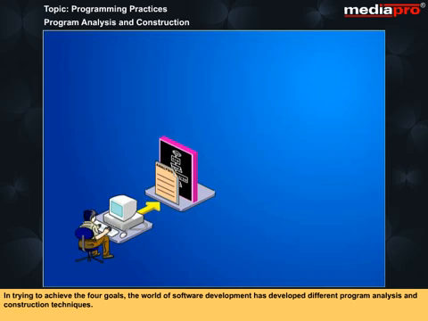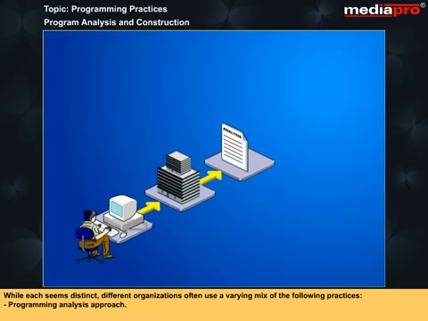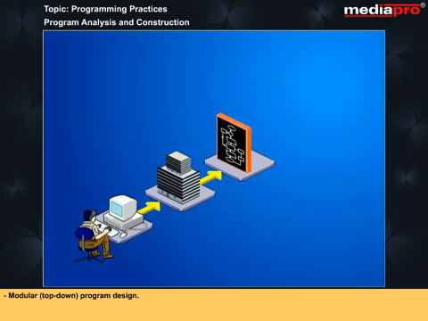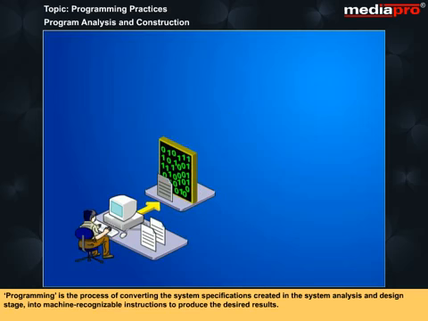In trying to achieve the 4 goals, the world of software development has developed different program analysis and construction techniques. While each seems distinct, different organizations often use a varying mix of the following practices: program analysis approach, modular or top-down program design, the use of basic coding structures. Programming is the process of converting the system specifications created in the system analysis and design stage into machine-recognizable instructions to produce the desired result.